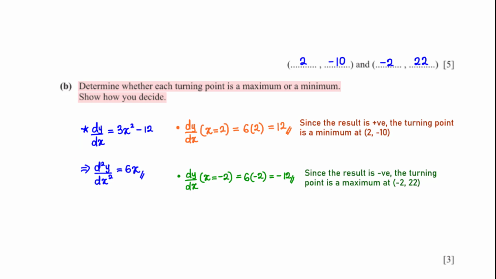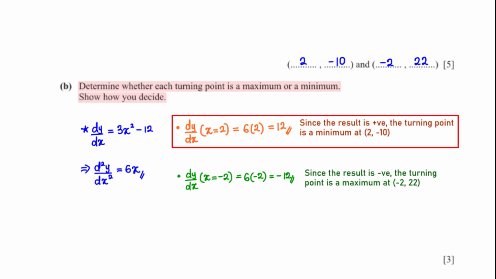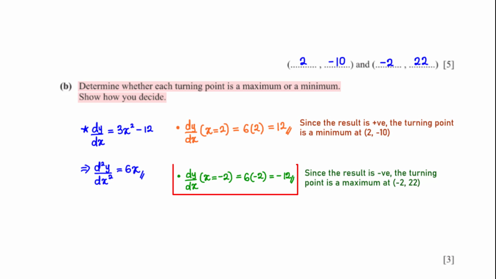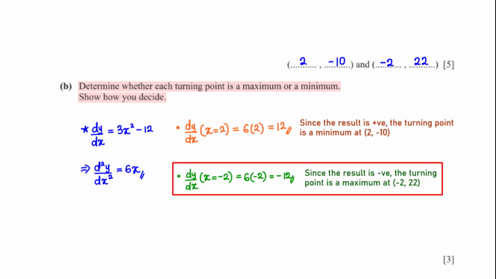The first turning point has the x value of 2. When we plug x equals 2 into 6x, we get 12. Since this result is positive, the turning point (2, negative 10) is a minimum. When we plug in negative 2 into 6x, we get negative 12. Since this result is negative, the turning point (negative 2, 22) is a maximum.